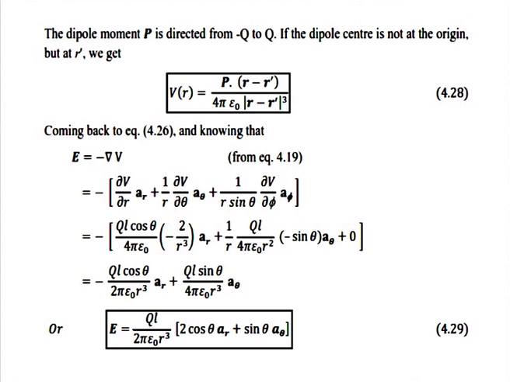The dipole moment P is directed from minus Q to Q. If the dipole center is not at the origin but at R prime, we get V at R is equal to P dot R minus R prime upon 4 pi epsilon naught into mod of R minus R prime cube.